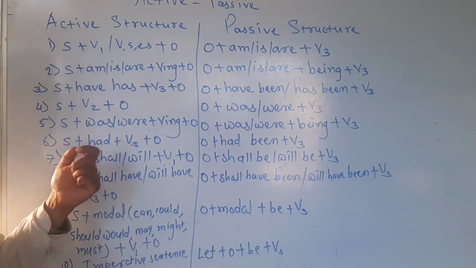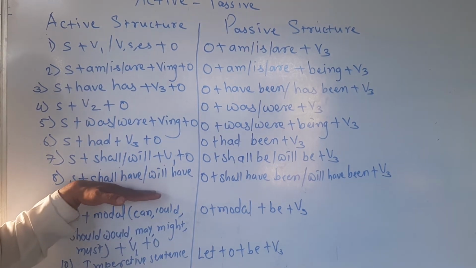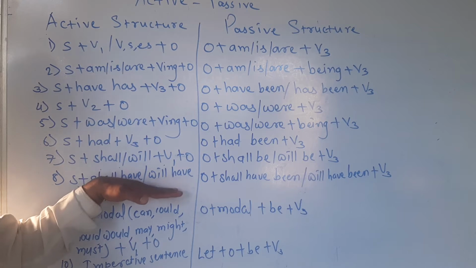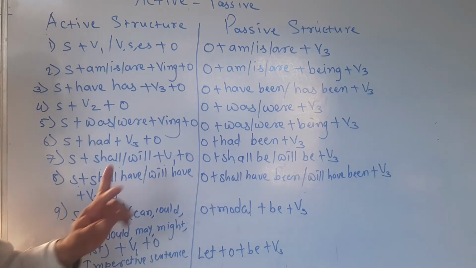Here also, whether in the given sentence shall is there or will is there, it doesn't matter. In answer, whether we have to use shall be or will be, that depends on the subject of the passive sentence. Shall be we can use only with I and we, and with the rest of the subjects we have to use will be. Now eighth one is of future perfect tense. I shall have written a letter. Its passive will be a letter will have been written by me.